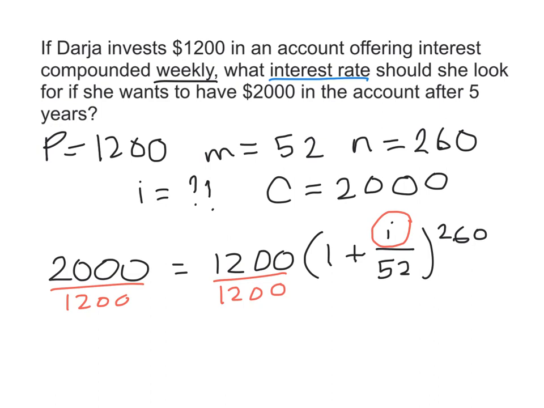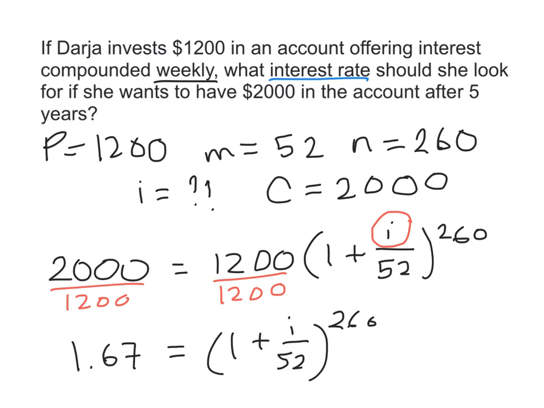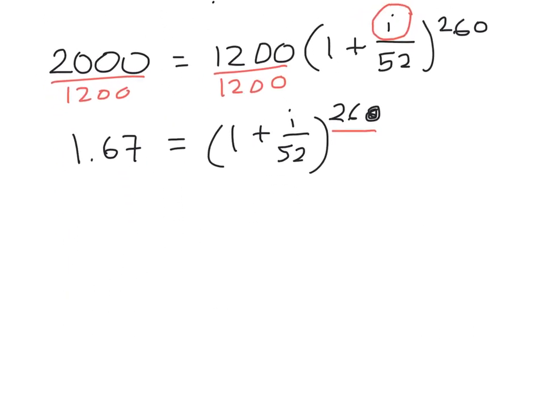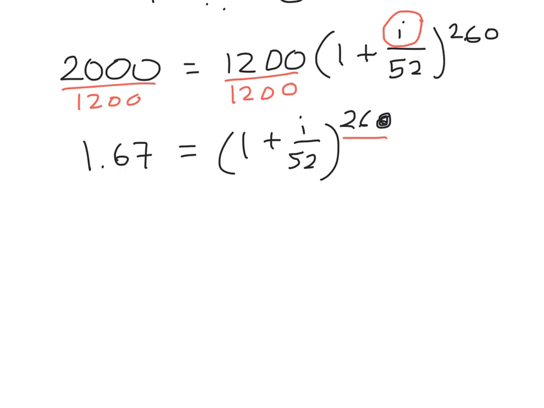leaving me with 1.67 is equal to 1 plus I over 52 to the power of 260. The next thing I need to do is get rid of this power of 260. The way that I do that is to either take the 260th root of both sides, there should be a button on your calculator for that, or I do the reciprocal power to both sides, the power of 1 over 260, which is the 260th root.